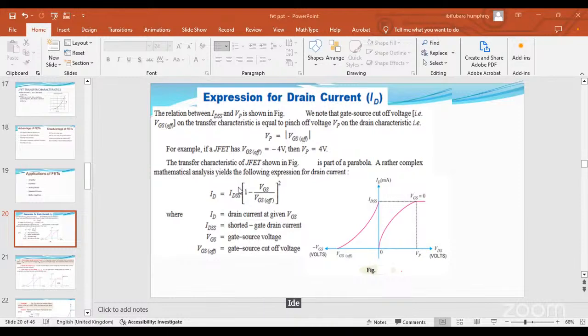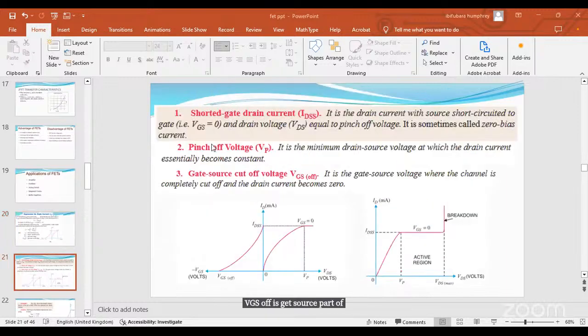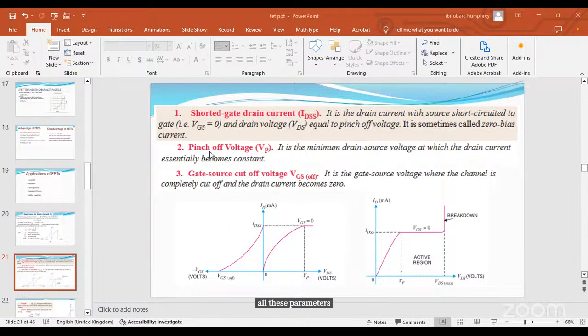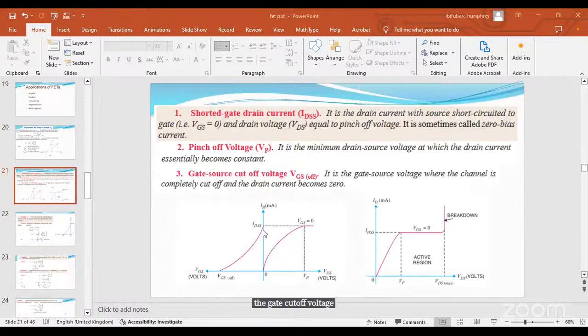ID equals IDSS in bracket 1 minus VGS over VGS off, all raised to square. ID is the drain current at given VGS. IDSS is the shorted gate drain current. VGS is the gate source voltage. VGS off is the gate source cut off voltage. So here you have the definitions for all these parameters: IDSS, pinch-off voltage, the gate cut off voltage, and the diagram here shows them all.